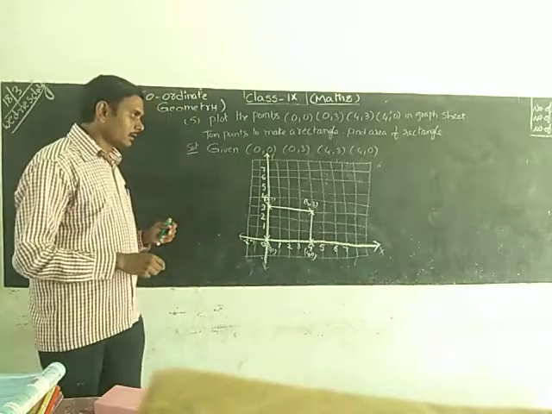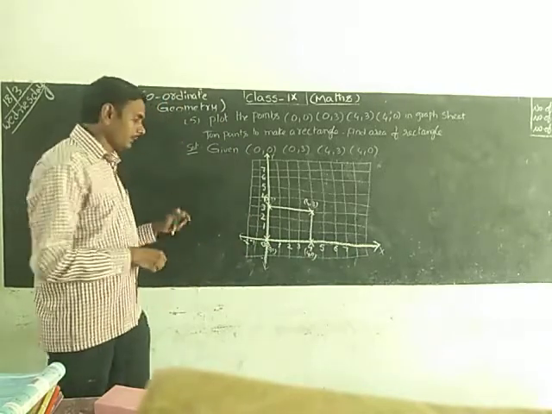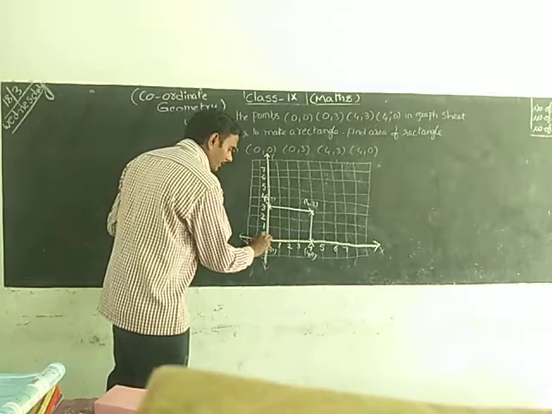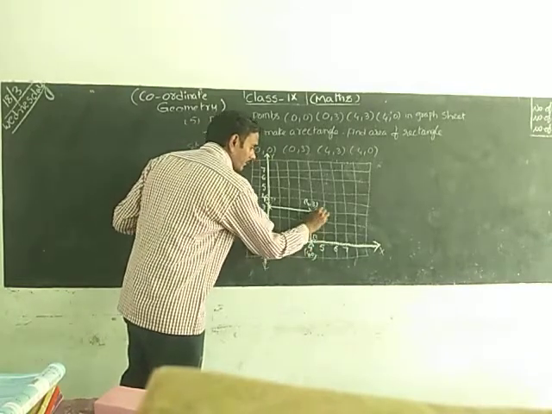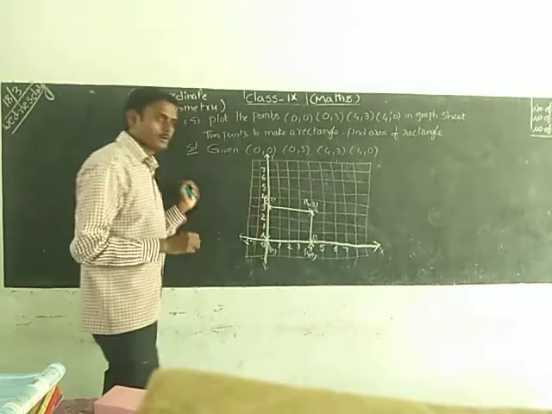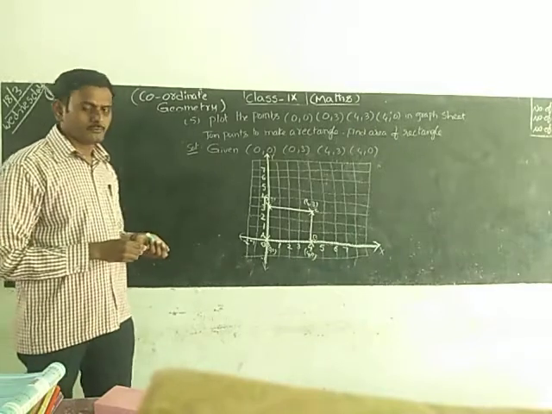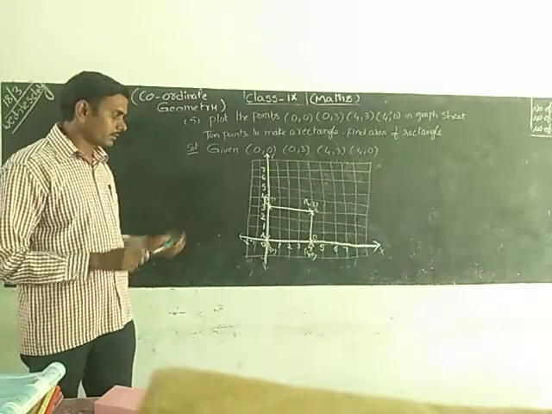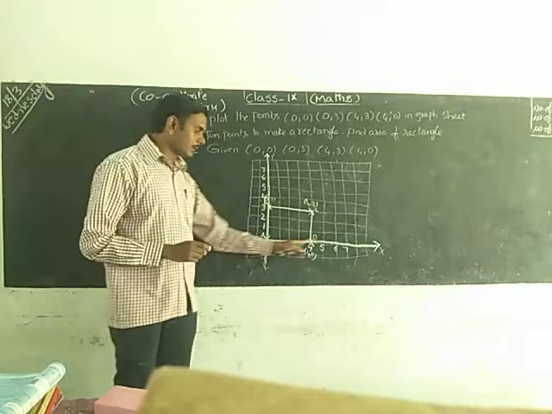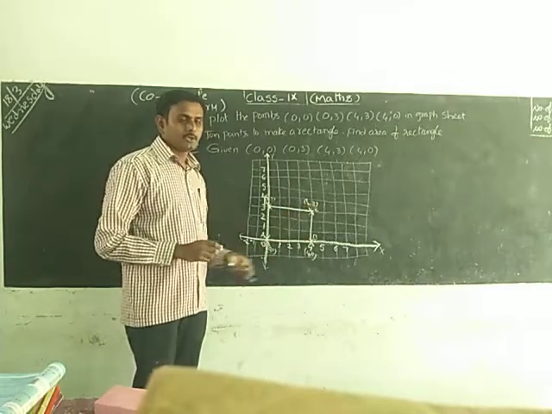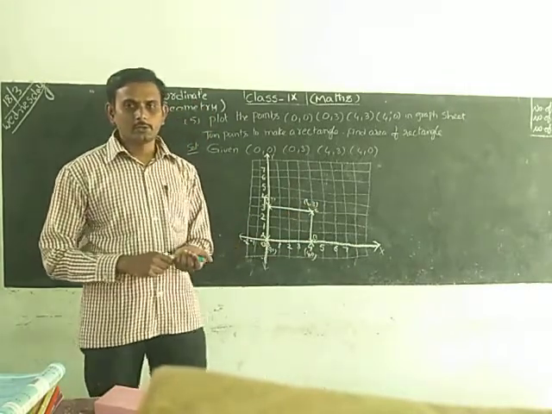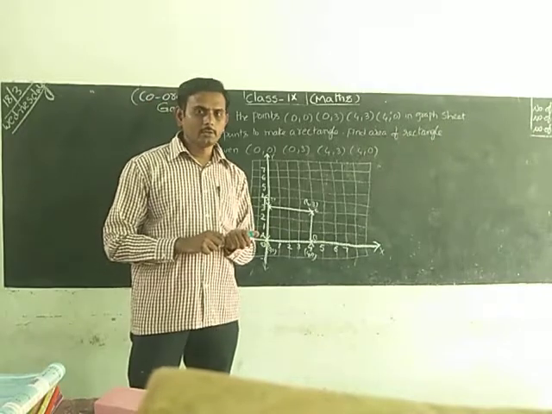Okay, for convenience I have given the names A, B, C, D. Without giving names also we can do that. This is the length and this is the breadth. Rectangle means 2 dimensions will be there: one is the length, one is the breadth.